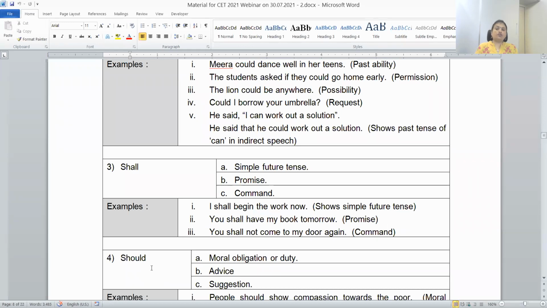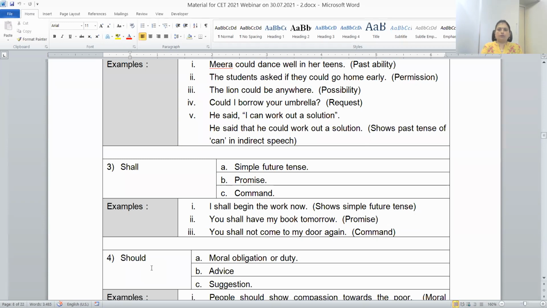See the second sentence, children: you shall have my book tomorrow. When you are telling somebody, you shall have my book tomorrow, aren't you kind of making a promise? You are actually making a promise. Tomorrow you shall have my book. So in the second sentence, shall is performing the function of promise.